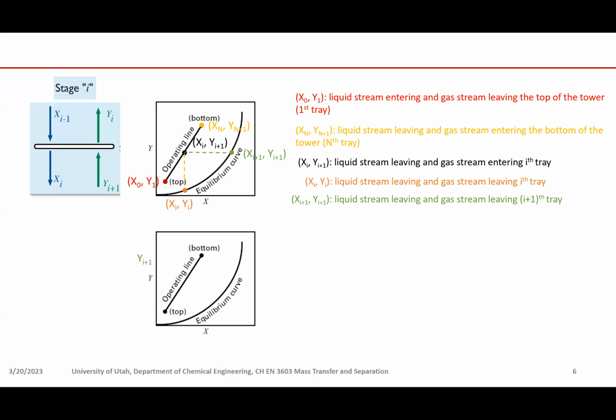So now, with that said, that means for any stage i, right, we have two incoming streams, right? In this case, xi minus 1 and yi plus 1. They are entering this stage i. Then we have two exiting streams, right? xi and yi. Once the operating line and equilibrium curve are defined, then given any one of them, I can find out the rest three of them, right?